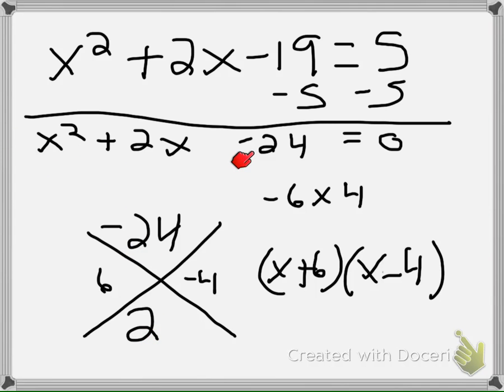1 times negative 24 is negative 24. And the b term is 2. So I'm looking for two numbers that can multiply together to be equal to negative 24, but will add together to be equal to positive 2. 6 times negative 4 is negative 24, and 6 plus negative 4 is 2, which means my solution is the quantity x plus 6 times the quantity x plus 4.